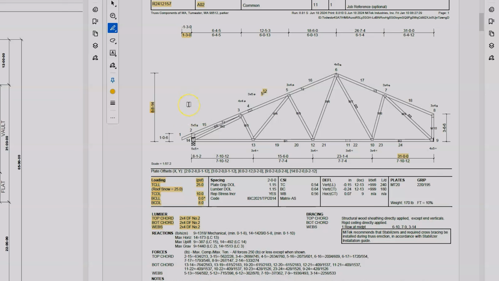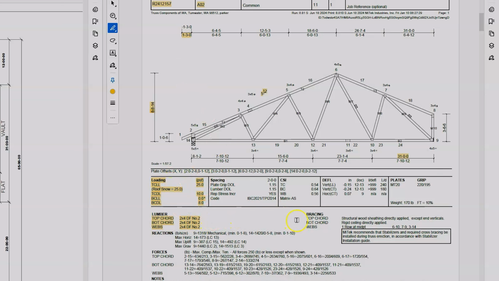Some things that you might find down in the notes would be special loads, concentrated loads for HVAC equipment. You might have girder loads if you have other trusses tying into this truss. But this is the basic loads up here.